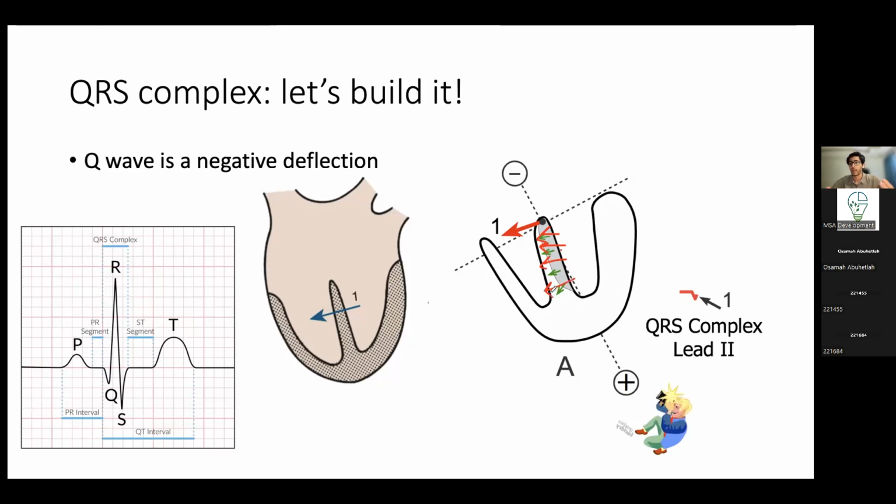So now if I ask you, if I'm taking a photo from lead 2, if I'm looking at the heart from lead 2 point of view, and I have a wave of depolarization that is spreading in this direction, is the deflection going to be up or down? Exactly, it's going to be down, right? Because I'm looking at it from here, and I have a wave of depolarization that's spreading in the opposite direction. It's going right and down, and this is why the Q wave is a negative deflection in lead 2. That's the Q wave right there.